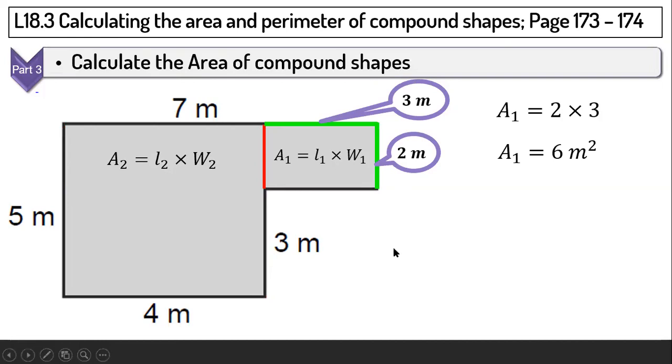Zaid, what's your length and what's your width? My length is 5 and the width is 4. Excellent job. Well, you're not going to use the 7.